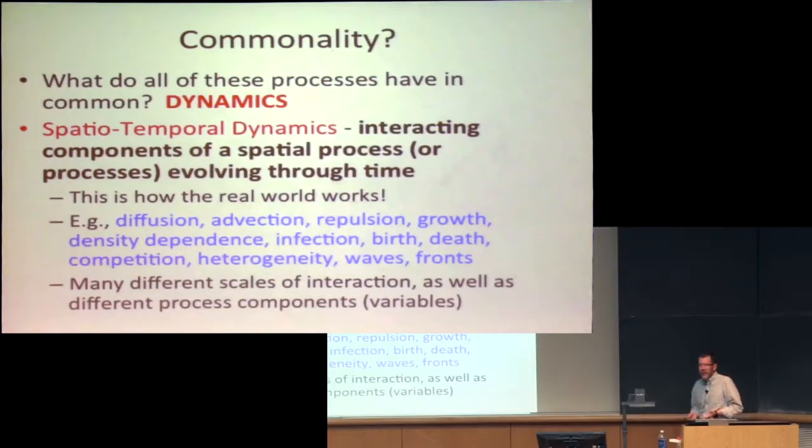So the commonality here is dynamics. In other words, how spatial components interact through time. I mean, that's my definition. I'll mention a little bit later how statisticians often view dynamics, which is completely different from this in many respects. But it's how the world works. It's things like diffusion, advection, growth processes, birth-death processes, waves, frontal behavior. All this stuff is what makes these processes interesting across time and space. The other thing to point out is that there are different scales of interaction going on here, and the processes are interacting with each other in various ways.